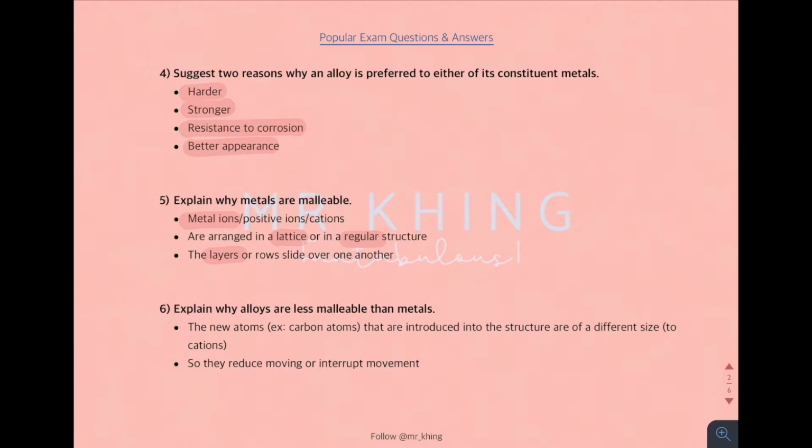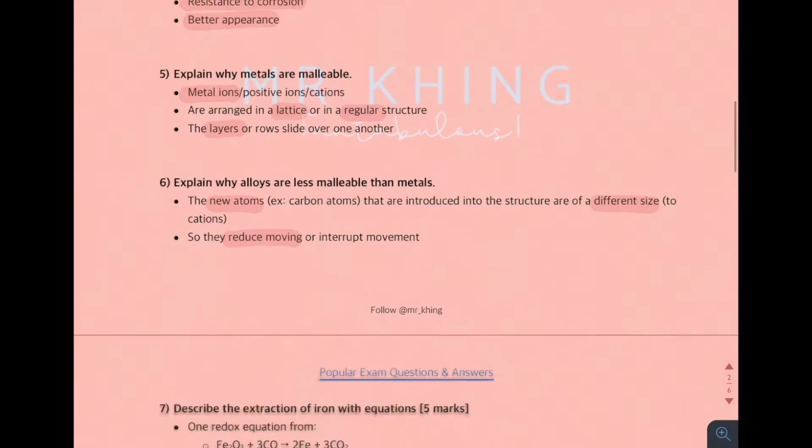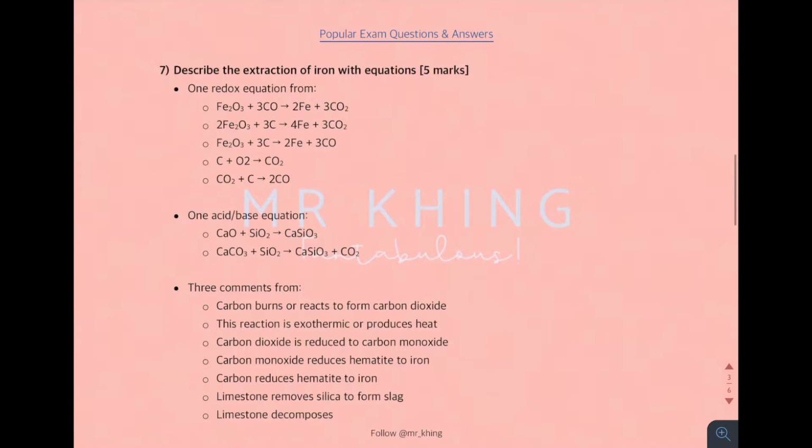Okay, so next one, explain why alloys are less malleable than metals, or why alloys are harder or stronger compared to pure metals. Because new atoms, or foreign atoms, are being introduced into the structure, and they have different sizes, and therefore it will disrupt the original arrangement and reduce the movement of the atoms in the structure.